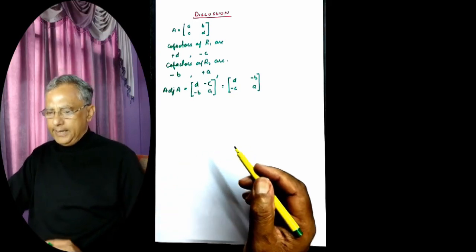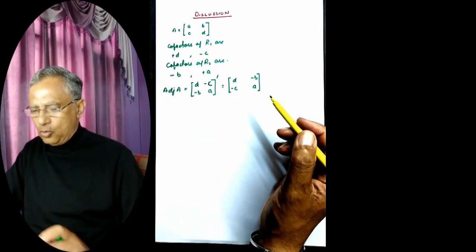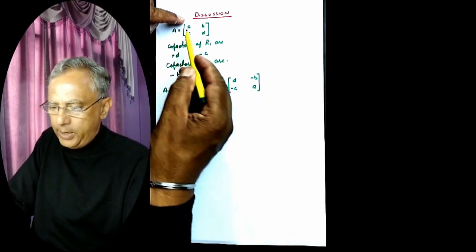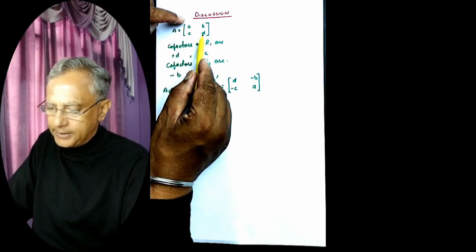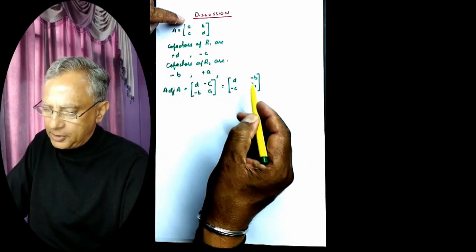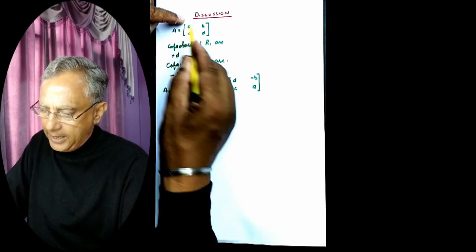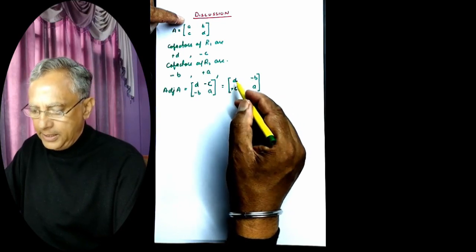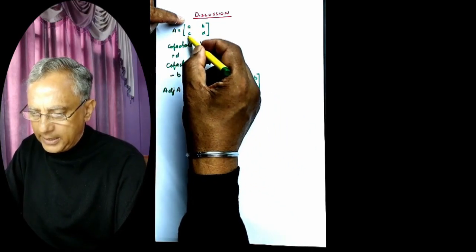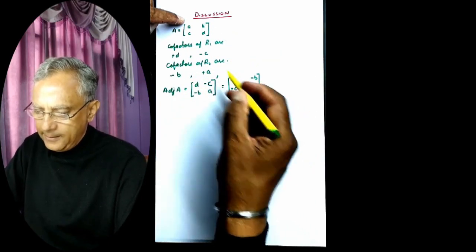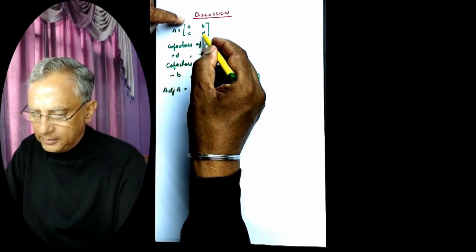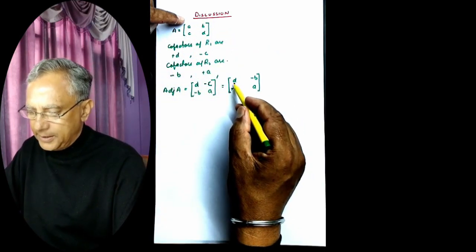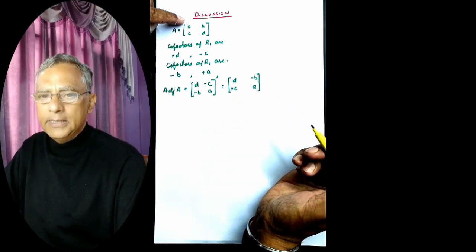So what we see here is that in order to find adjoint of a 2 cross 2 matrix, what we do is we interchange these two entries. These two entries have been interchanged, D A, and attach a negative sign with these. Interchange these two entries and attach a negative. So D will come here, D A, minus C, minus B.